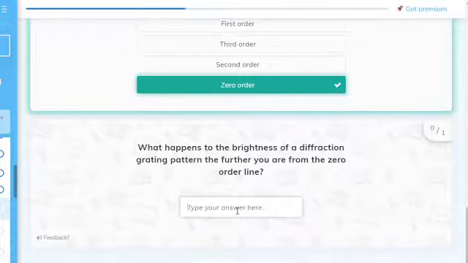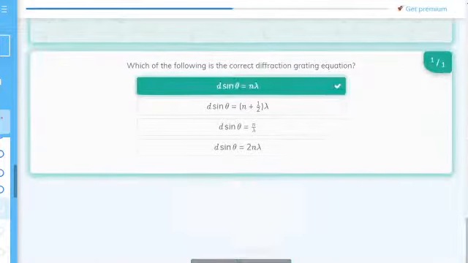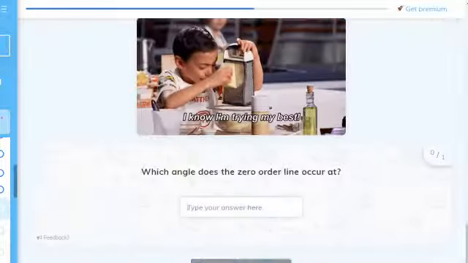What happens to the brightness of a diffraction grating pattern the further you are from the zero order line? It becomes, what's the opposite of brighter? Dimmer. There we go, that's the word I was trying to find. Which of the following is the correct diffraction grating equation? This one. That is the order of maximum.